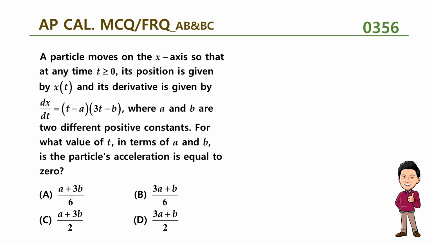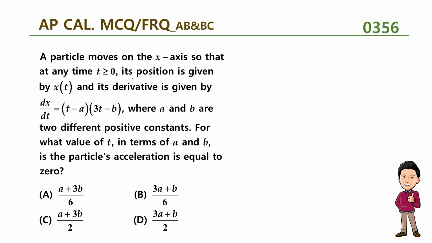Question 356. A particle moves on the x-axis so that at any time t greater than or equal to 0, its position is given by x of t and its derivative is given by this, where a and b are two different positive constants. For what value of t in terms of a and b is the particle's acceleration equal to 0?